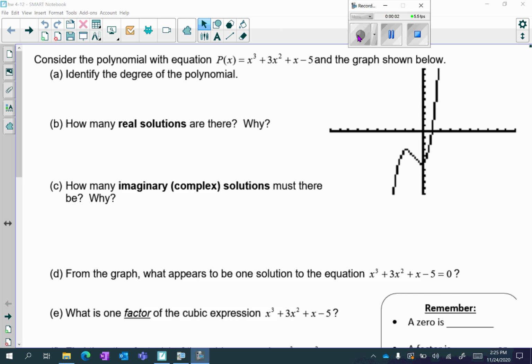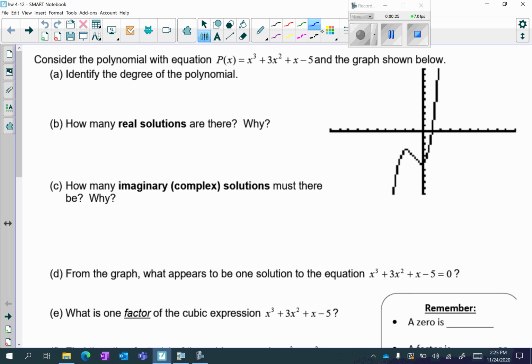In this video, we're going to look at the connection between polynomial graphs, division, and imaginary or complex solutions. So, consider the polynomial with the equation p of x equals x cubed plus 3x squared plus x minus 5 and the graph shown below. Identify the degree of the polynomial.